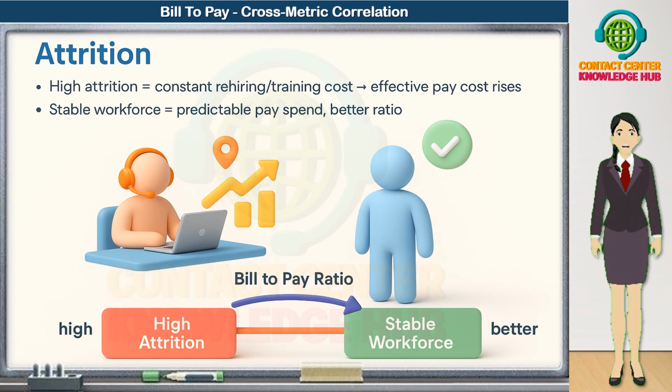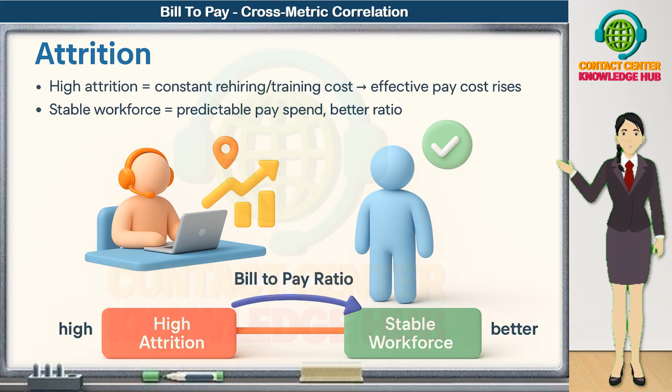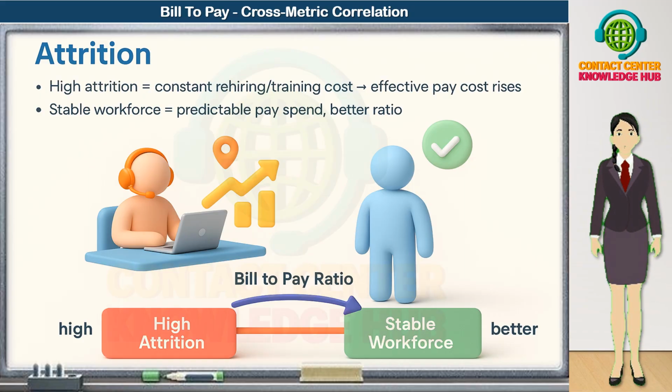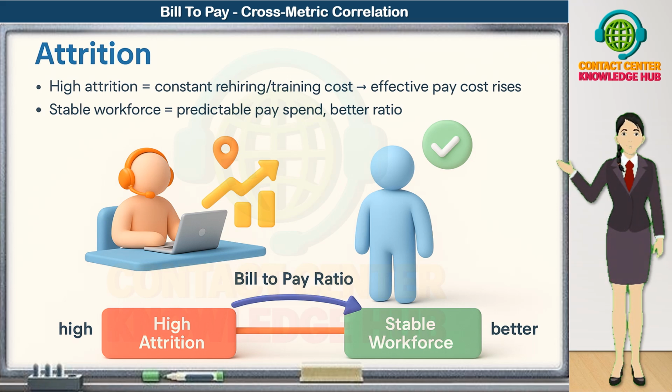Let's look at how attrition affects the bill-to-pay ratio. When attrition is high, the organization is caught in a cycle of constant rehiring and retraining. Every replacement comes with additional costs, onboarding, training, and ramp-up, which raise the effective pay cost per productive hour. As a result, the bill-to-pay ratio weakens over time.